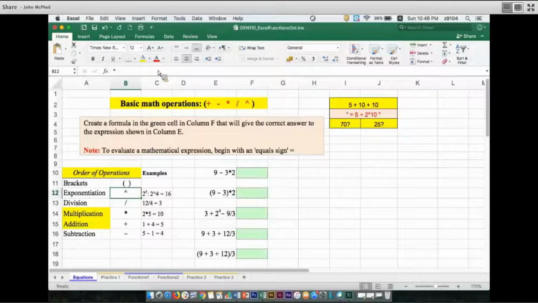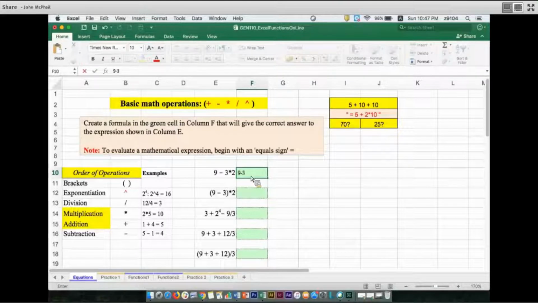Exponentiation uses the symbol that you find above your 6 on the keypad. Let us evaluate a few expressions. 9 minus 3 times 2. Let us try typing that in as it sits. 9 minus 3 times, the multiplication symbol is the asterisk, 2. We hit enter and nothing happened.